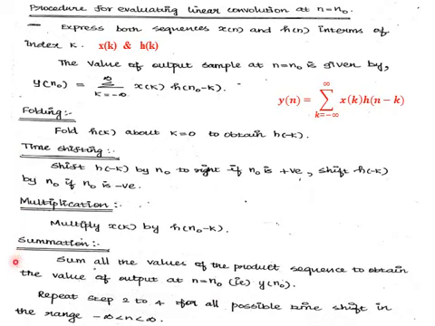So these steps are required to find the value of one sample of y of n. And if we want to find all other samples of y of n, we have to repeat steps 2 to 4 for the entire range of n from minus infinity to plus infinity. This is the procedure for evaluating the samples of y of n.